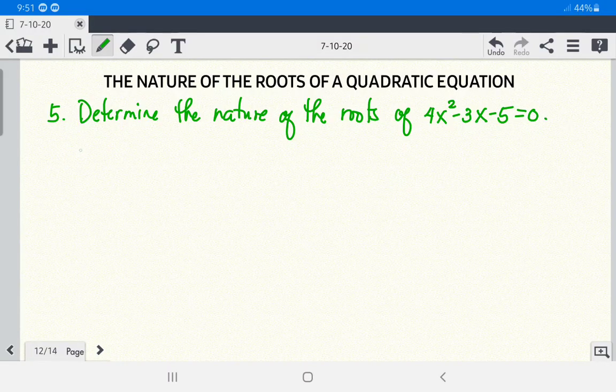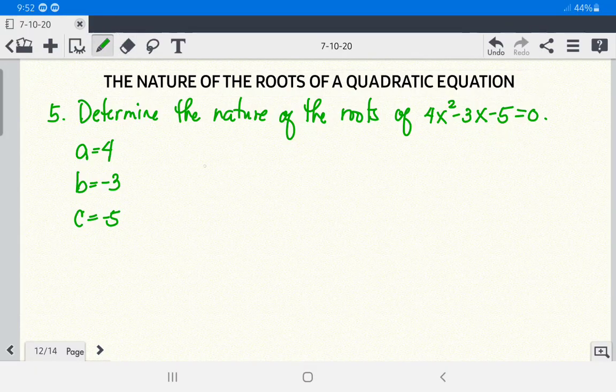So we have a is 4 from the quadratic term 4x squared. B is negative 3 from the linear term negative 3x. Numerical coefficient is negative 3. Then c is negative 5. Okay? From the constant, we have negative 5.